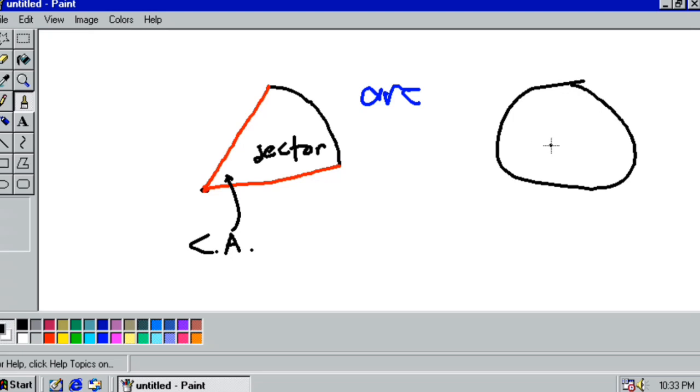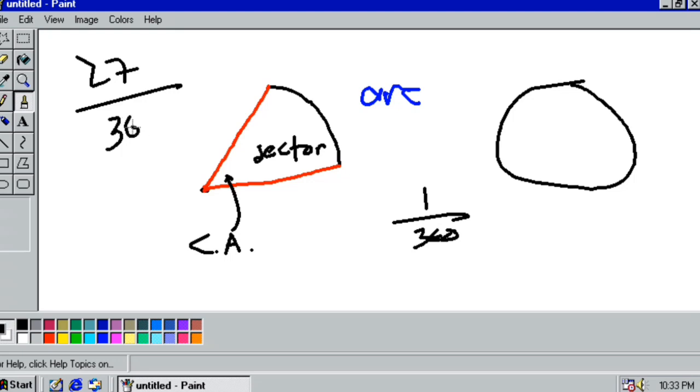1 degree of an arc is 1 over 360 of a circle. 27 degrees of an arc is 27 over 360 of a circle. So let's say this side is 27 degrees. The sector designated by the 27 degrees of an arc is 27 over 360 of the area of a circle. The length of a 27 degree arc is 27 over 360 of the circumference of the circle.